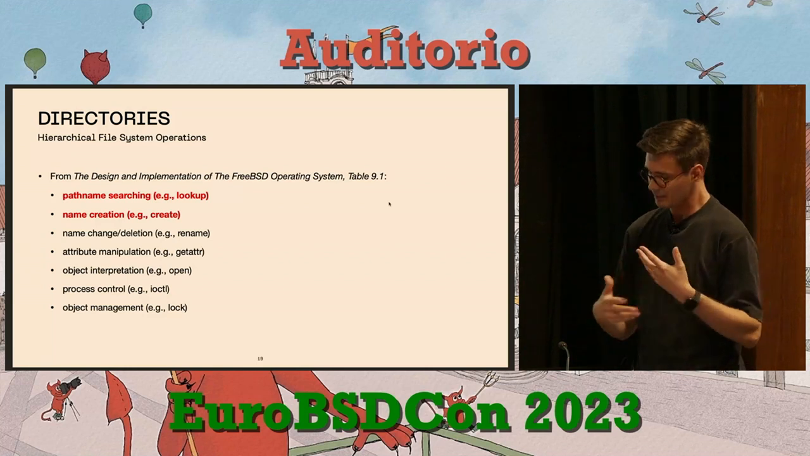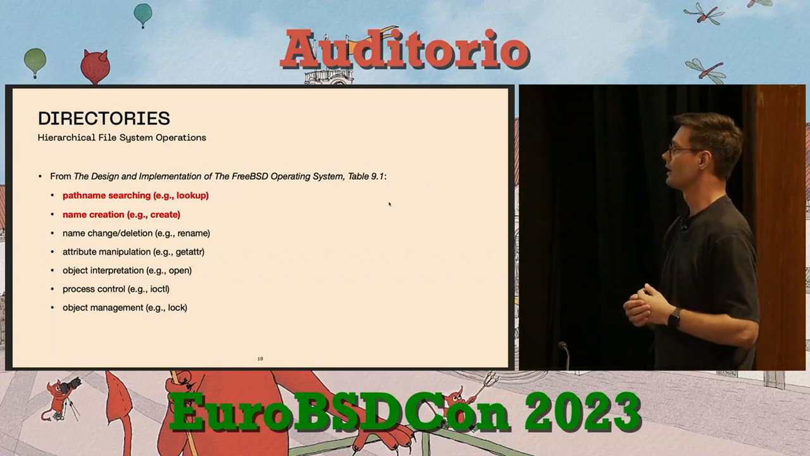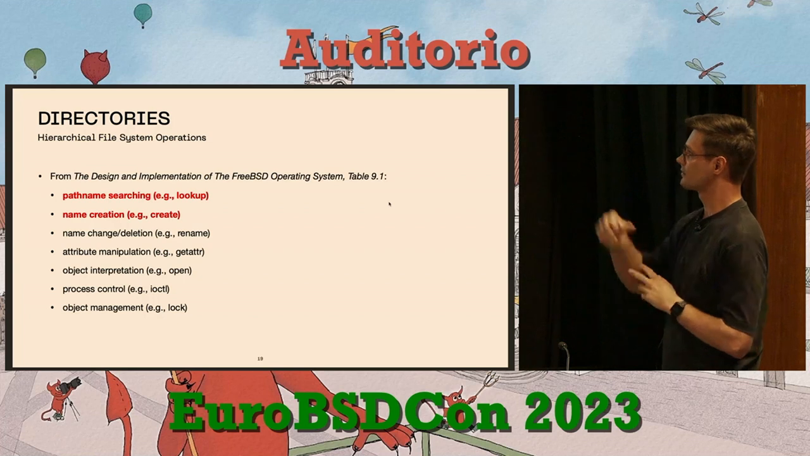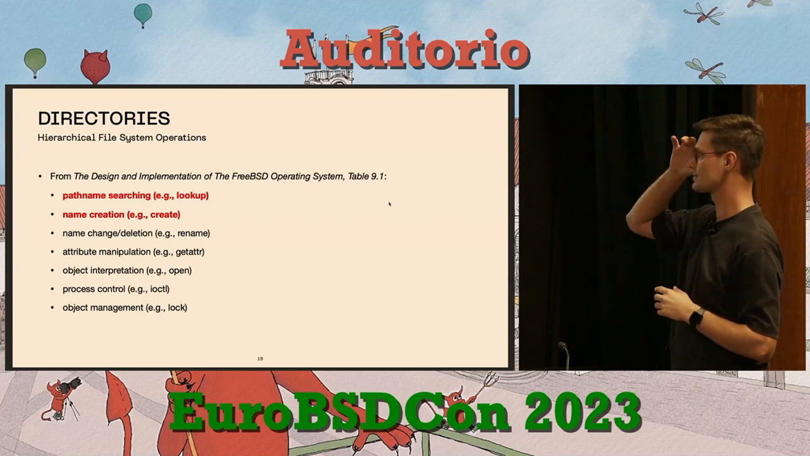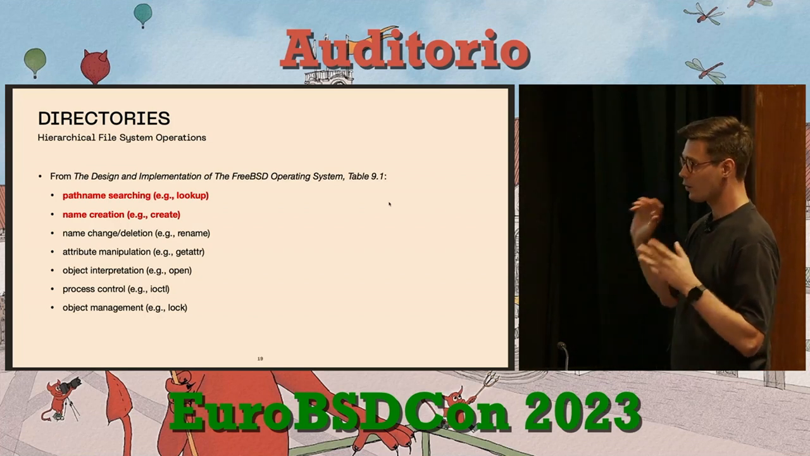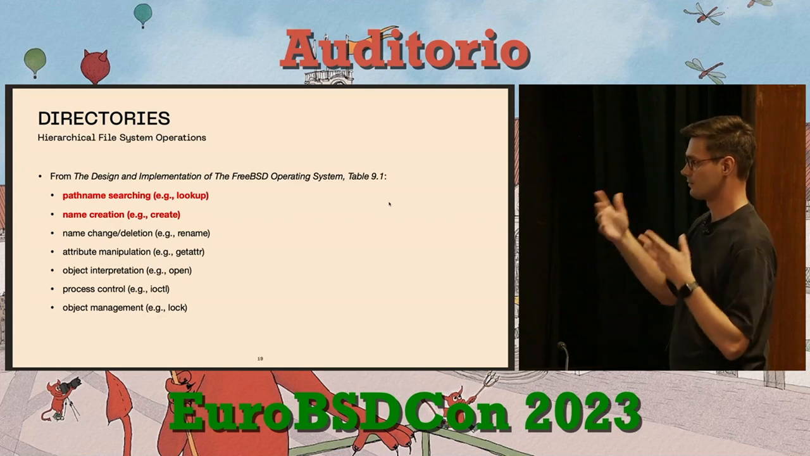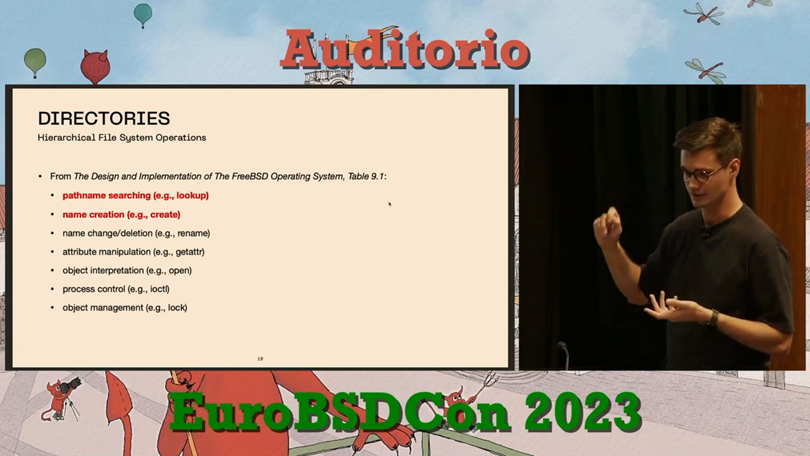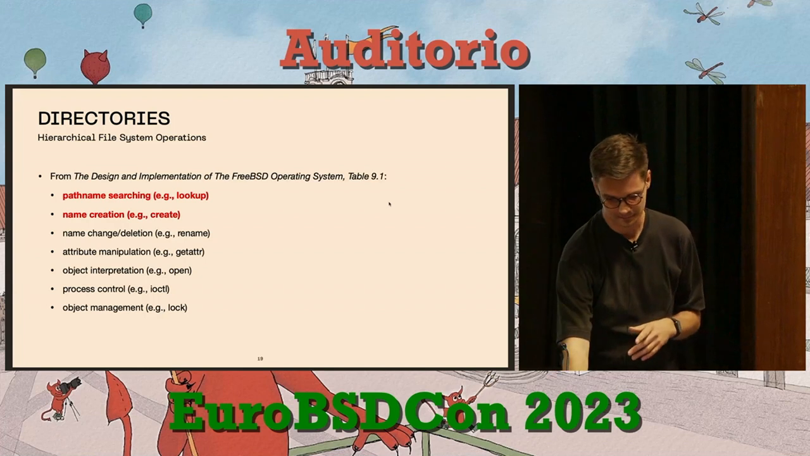We can do a couple of different operations on a directory. Today we're going to focus on path name searching, so lookups and name creation. I won't be talking about the performance of all the other operations. It's out of the scope for today.